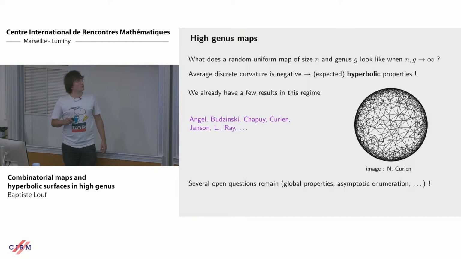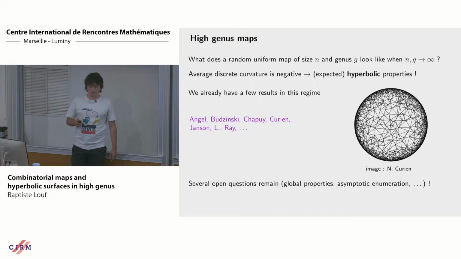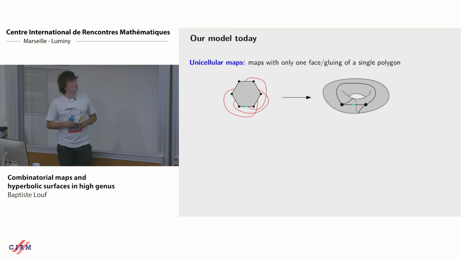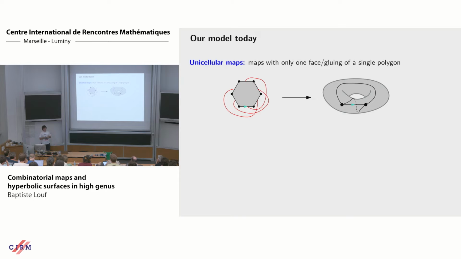But I'm not going to talk about high genus maps in general. Today I'm going to specify a very specific model of maps that's simpler: unicellular maps. Guillaume told you about it. Unicellular maps are maps with only one face. If you want, they're maps built out of a single polygon. You get a map of the torus with only one face. The identifications of the sides of the polygon will give you what you want.